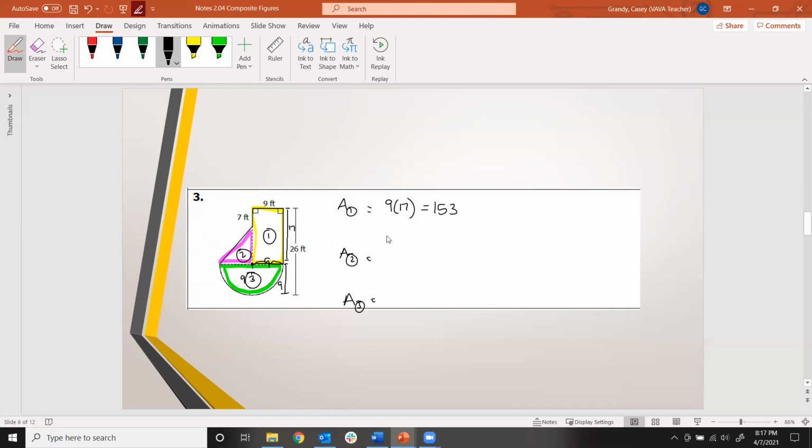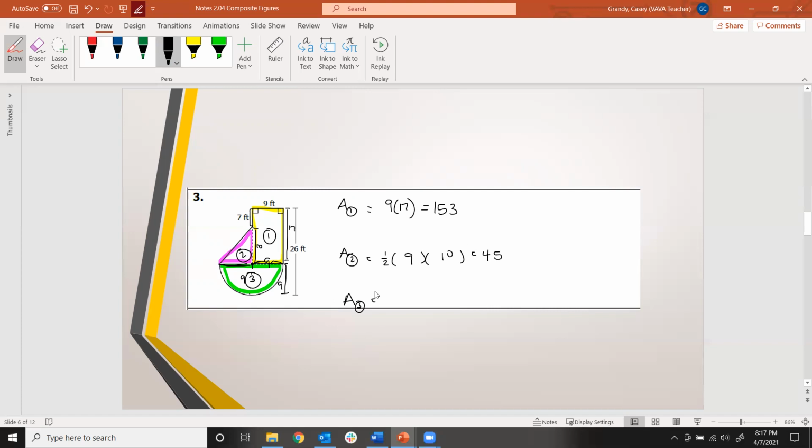We now need to find the area of the triangle. The area of a triangle is 1/2 base times height. Well, the base of my triangle here is going to be the radius of the semicircle, which is 9, and the height will be the distance from here to here. Well, we know that this yellow height is 17, and I know that this height is 7, leaving this to be 10. So this is 1/2 times 9 times 10. So we get 45.